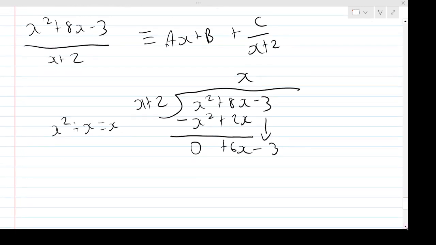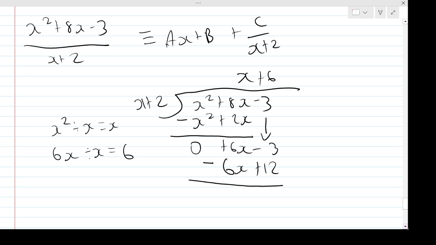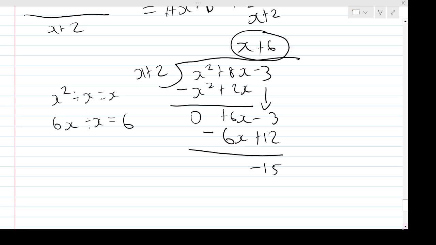And so then the same method: the highest term I've got now is 6x. So I'm going to do 6x, the highest power I've got inside, by the highest power outside, which is x again, which will then be 6. So plus 6 up there. And so then I do this plus 6 times everything outside. So 6 times x is 6x firstly, and 6 times 2 is plus 12 there. And again I need to take them away. To get 6x take away 6x is 0x, and minus 3 minus 12 is minus 15. So overall my remainder there is minus 15, and I get a quotient of x plus 6.